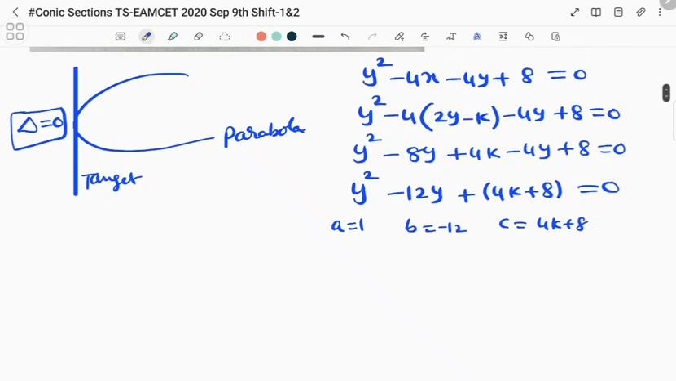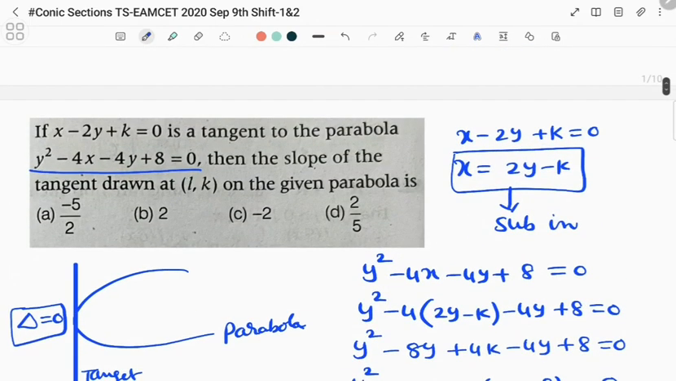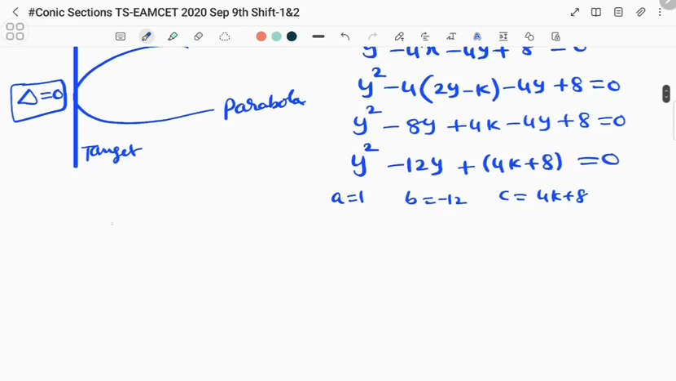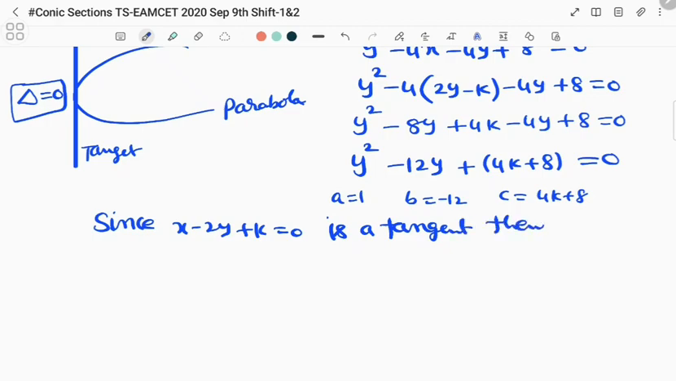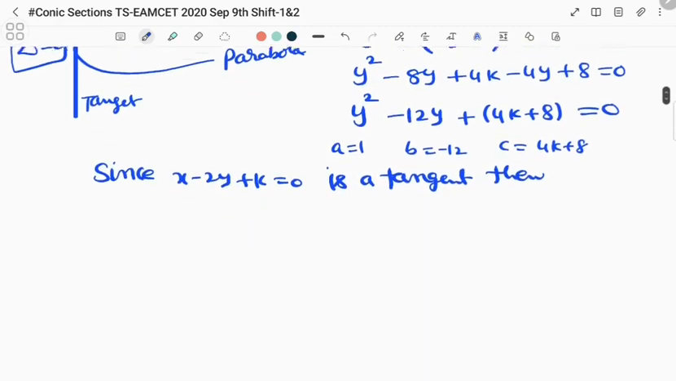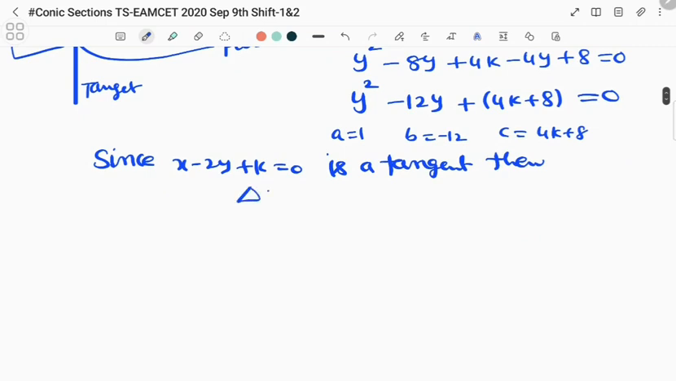The discriminant of this quadratic equation is 0 only, no? So how to calculate the discriminant? B square minus 4ac. Since this line x minus 2y plus k equal to 0 is touching the parabola and is a tangent, the discriminant delta is equal to 0. So b square minus 4ac equal to 0.